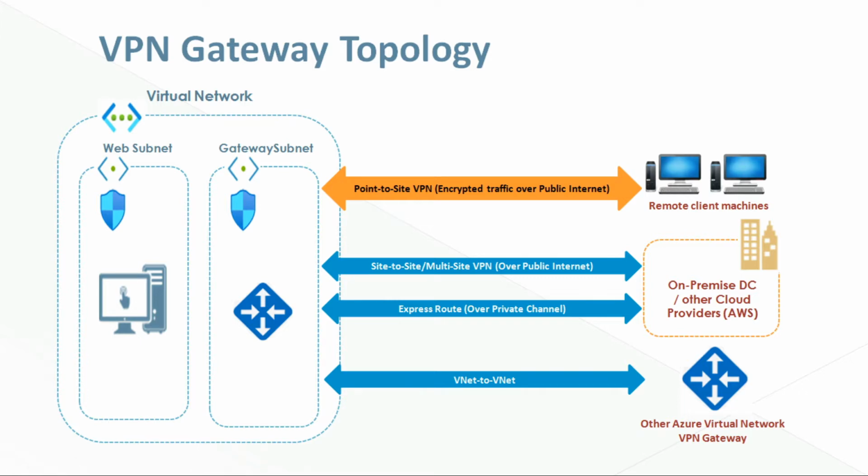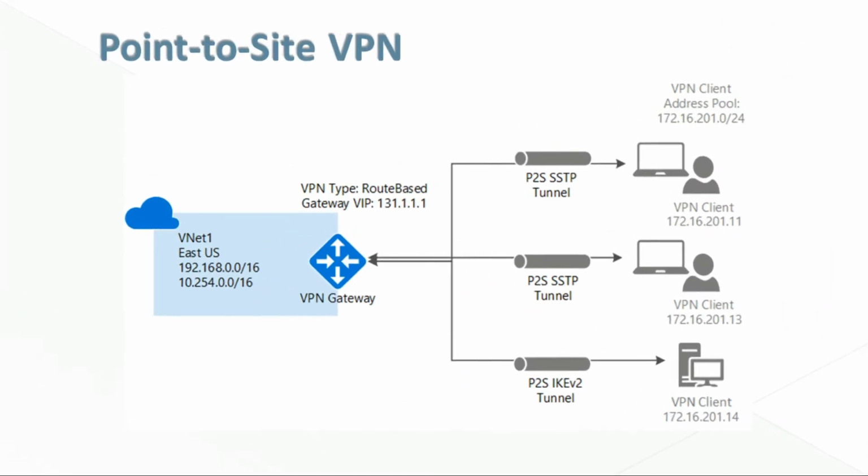To make it clear, I have downloaded this image from the Microsoft documentation site. You will have distributed remote users who need to connect to workloads in an Azure network. For that purpose, you can use point-to-site VPN. A point-to-site VPN connection lets you connect to your virtual network from a remote location. For example, you are working from home and you need to connect to your office network. In that scenario, you can go for point-to-site VPN.